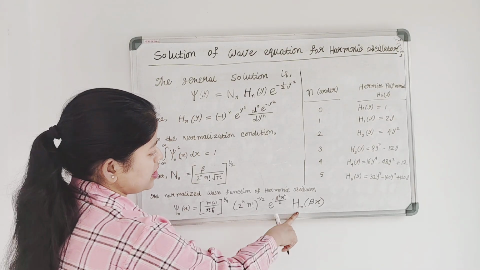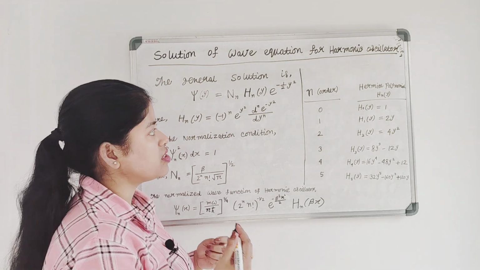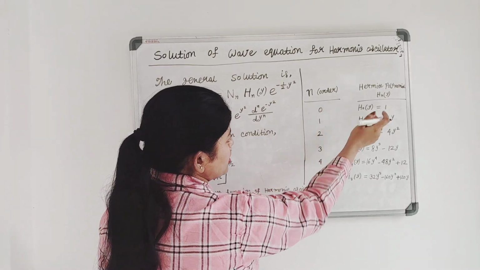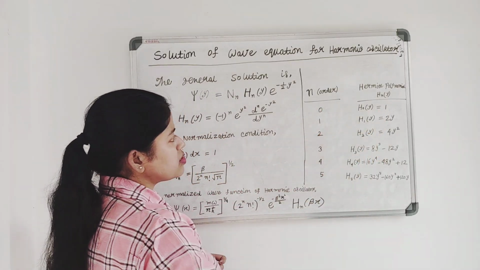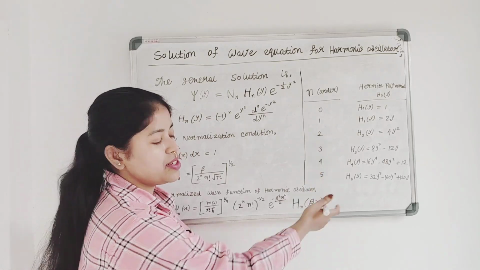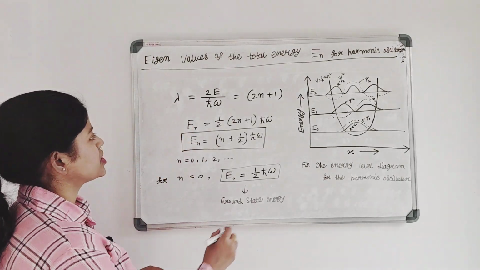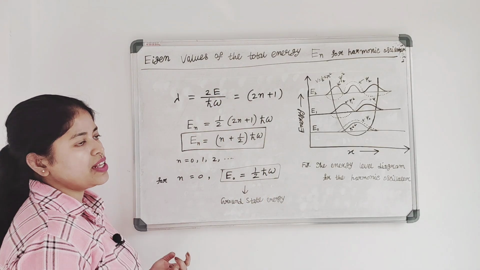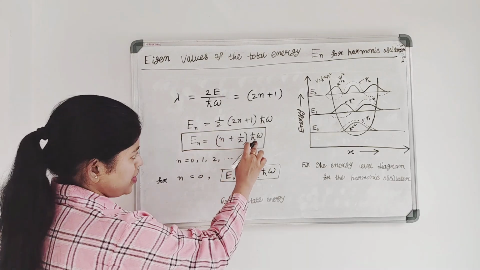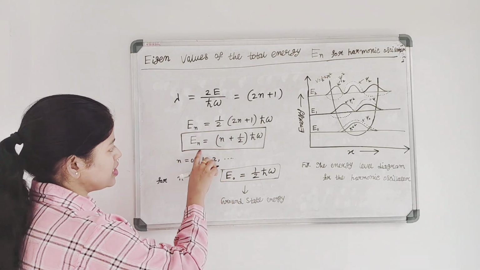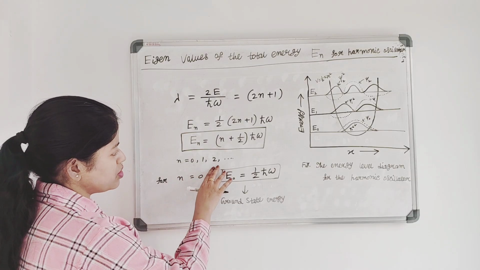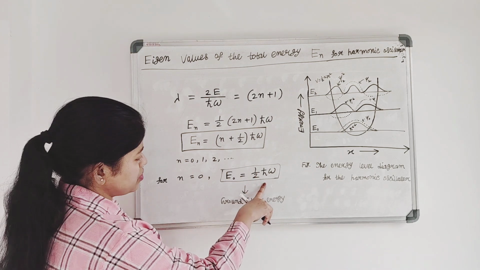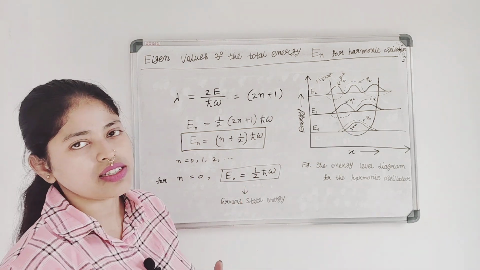Here Hn is the Hermite polynomial, so depending on the different values of n, Hn can take different values. For n equals 0, H0 of y is 1, and for n equals 1, H1 is 2y. Similarly, for different values of n, Hn can take different values. From our previous discussion, lambda equals 2E by h cut omega, which equals 2n plus 1. So the total energy En is n plus half h cut omega. Depending on the values of n, En can take different values, where n can take values 0, 1, or any non-negative integer. For n equals 0, E0 equals half h cut omega. This is called the ground state energy or the zero-point energy.